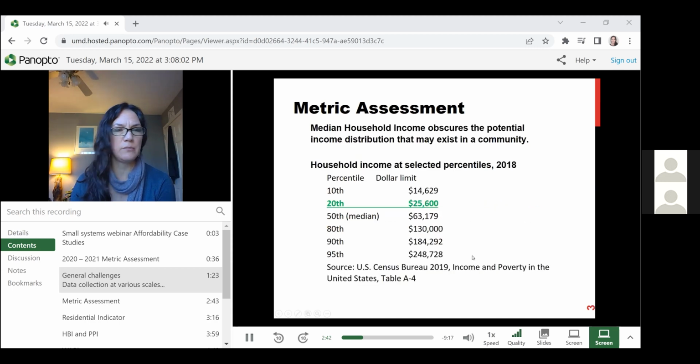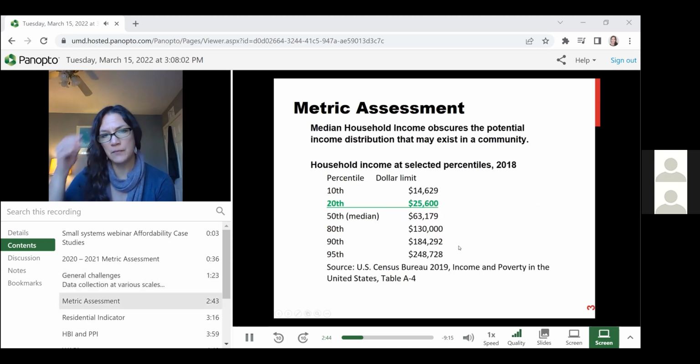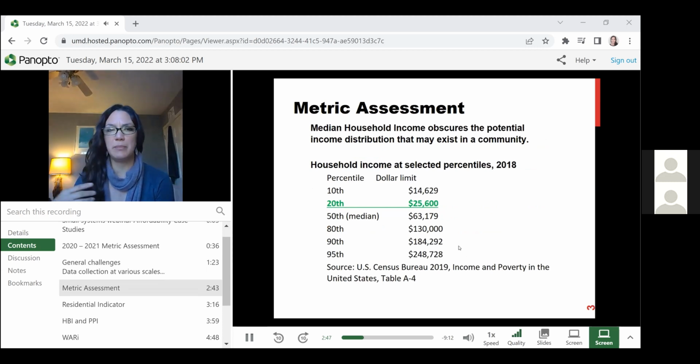So that was a bit of a challenge when we were collecting the data. And just a little bit about the metric assessment, in general, a lot of times the median household income is used, which you've learned now through the tool that was just reviewed. But a lot of emphasis is placed on the lower income, the 20th percentile. So this is a national example of what that 20th percentile is. So a lot of these metrics are about how it impacts the lower percentiles and not just the median household income.